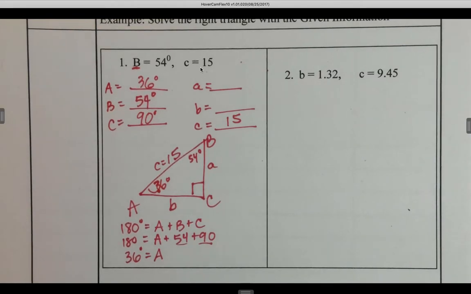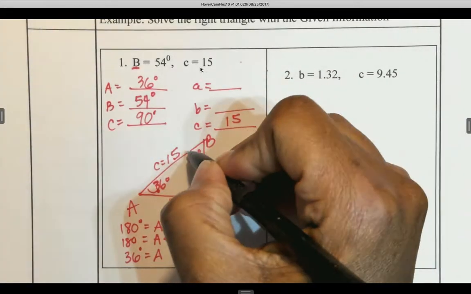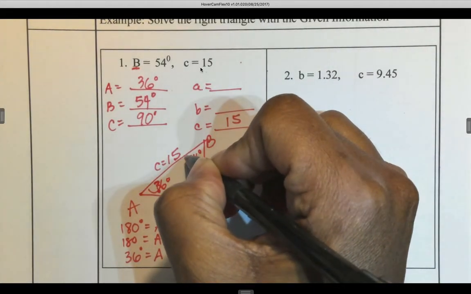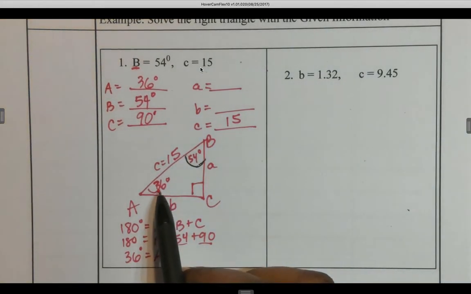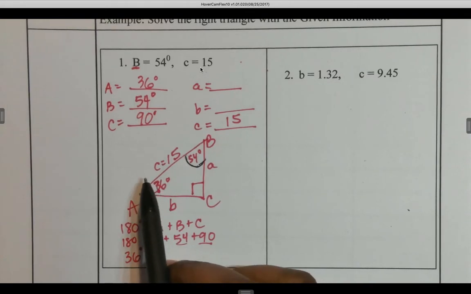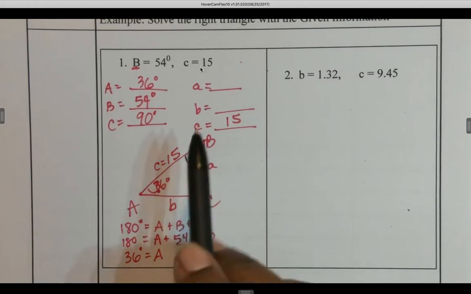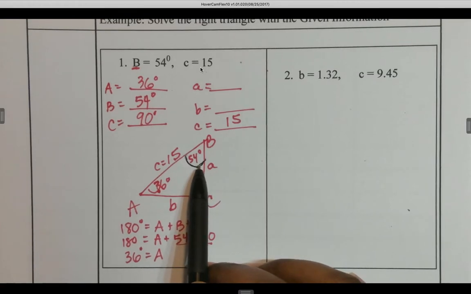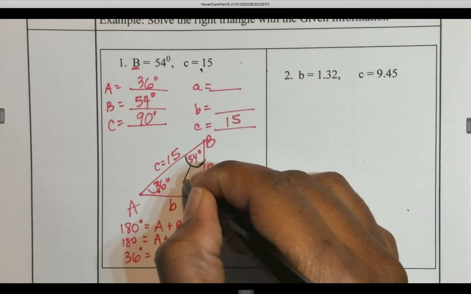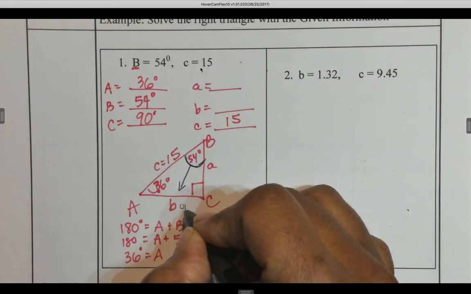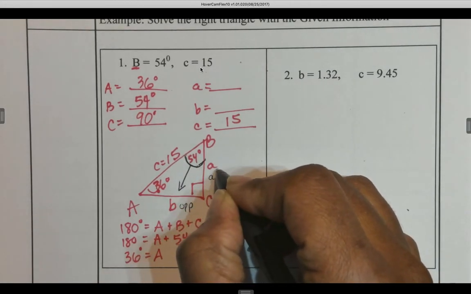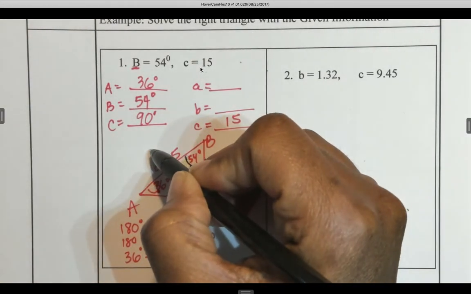So what I'm going to do is say it's just safe to use the given angle. If I made any mistake with this 36, maybe it was supposed to be 26 or it was 46, that mistake is going to carry through all my calculations. So I'm going to use the angle that was given, 54 degrees, and just start labeling my sides. This is the opposite side, this is adjacent, and this is of course the hypotenuse.